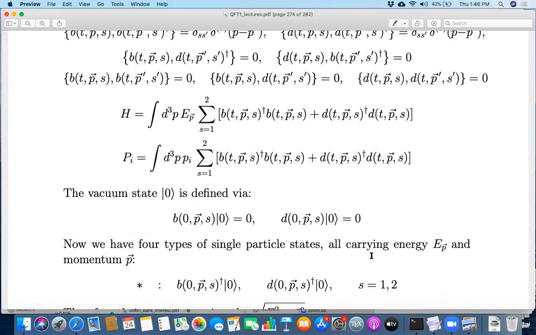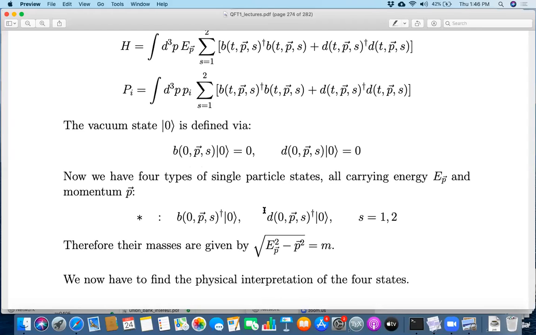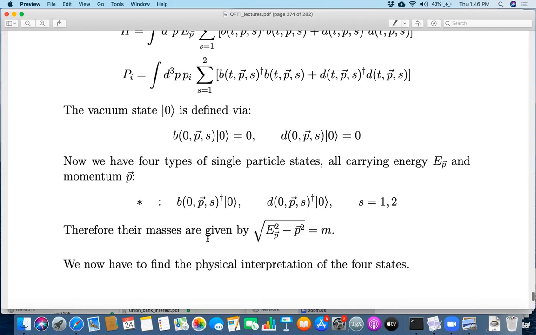And all of them, of course, have the same relation between energy and momentum, namely E_p is the square root of p squared plus m squared. So this shows that all four states describe particles of the same mass. The mass is given by the square root of E_p squared minus p squared, that's m. So this is where we had ended last time. And our first goal today will be to find the physical interpretation of these four states. What do these four states physically represent?